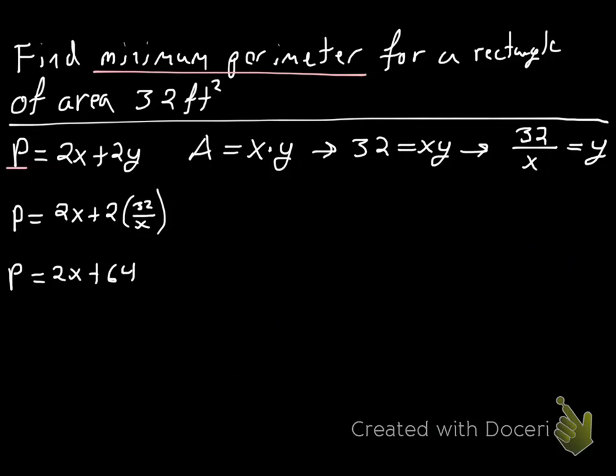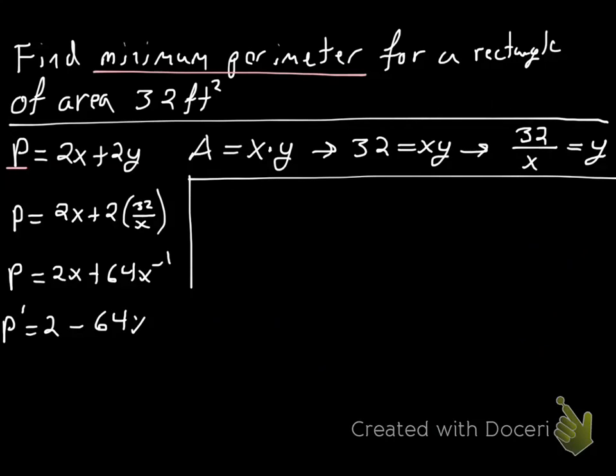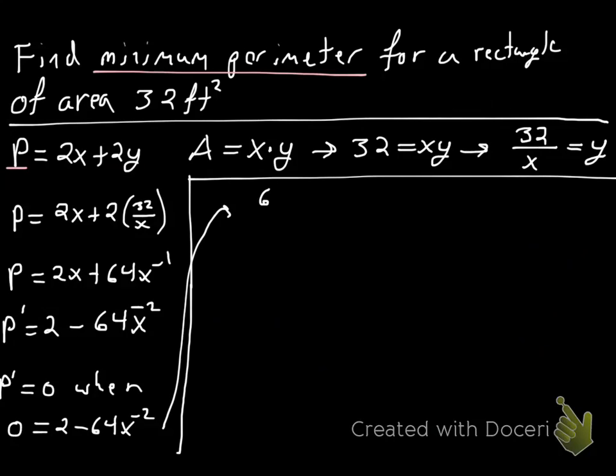2x plus 64 times x to the minus 1. And I want to write it that way, just a second, so it's a little bit more friendly to take the derivative. So when I do take the derivative, the derivative of 2x is 2. The derivative of 64x to the minus 1, the negative 1 comes down, makes it negative 64x to the minus 2. So we're looking for a horizontal tangent, and that's where the derivative is equal to 0. And that's when 0 is equal to 2 minus 64x to the minus 2. So we're going to go ahead and solve that equation.